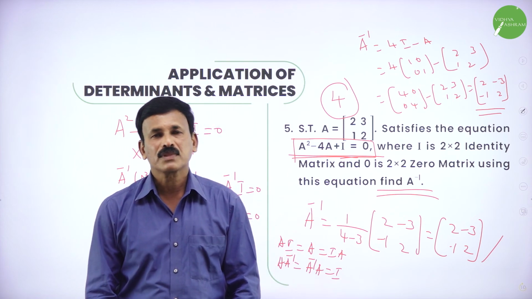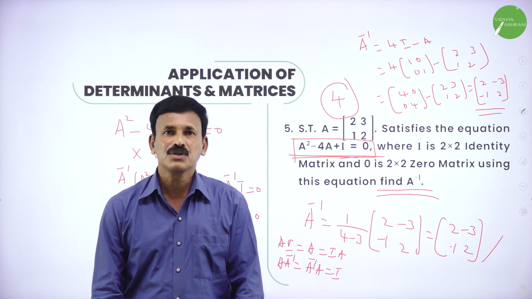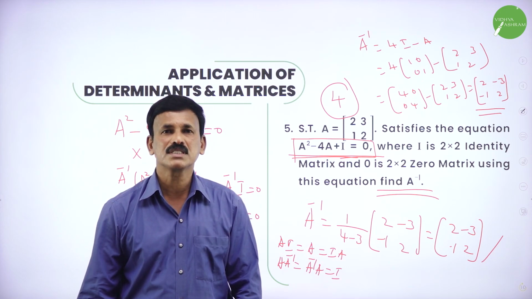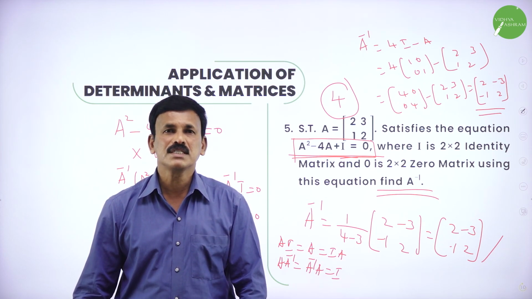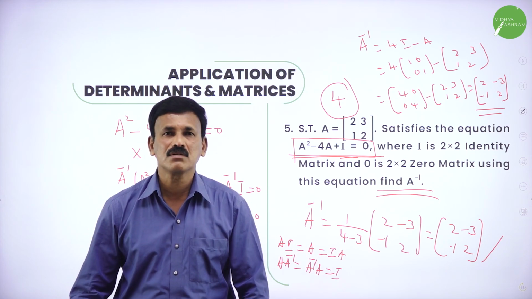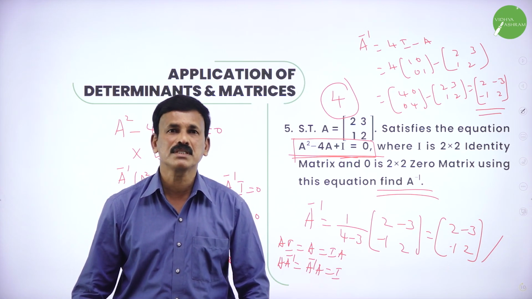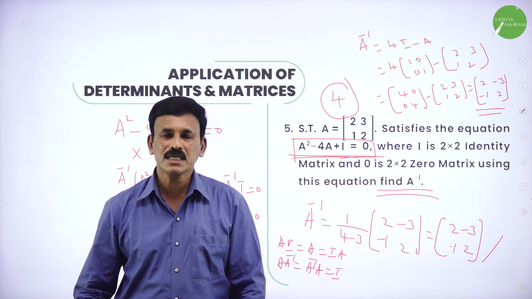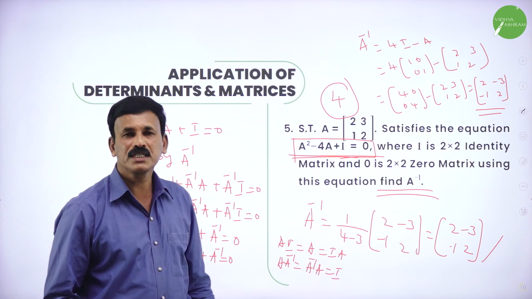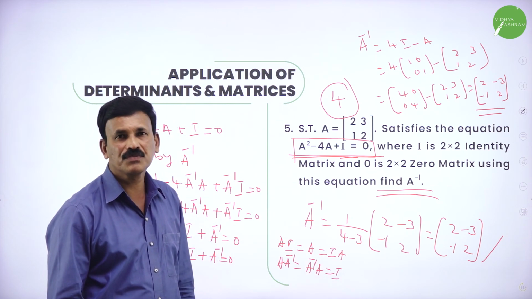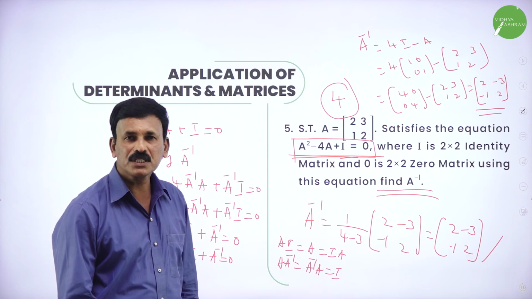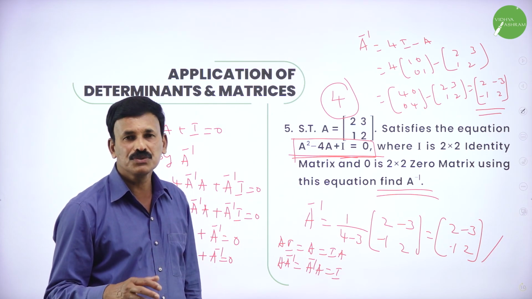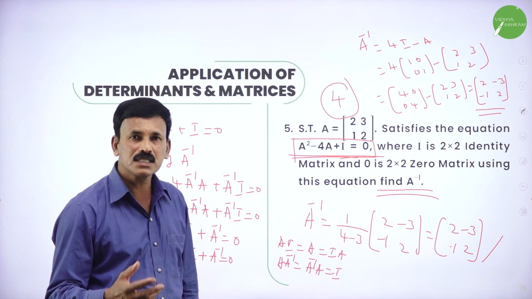That's for the day. In the next class, we are going to study one more method to solve simultaneous equations, that is solving simultaneous equations by Cramer's rule, also called the determinant method. We will see it in the next class as one more method to solve this type of problem.